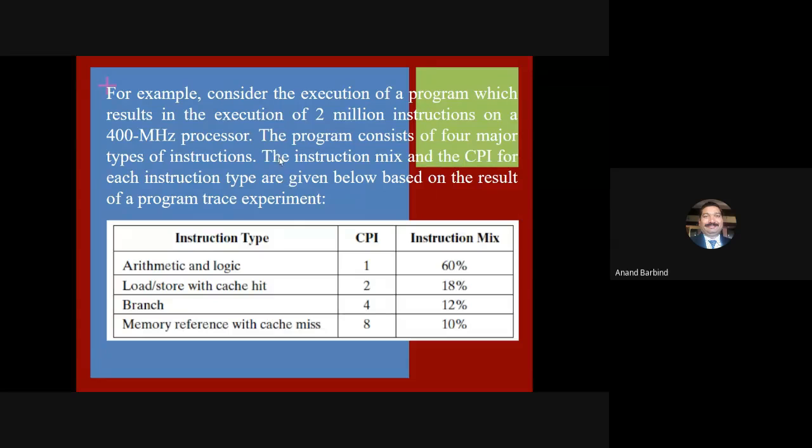Once we calculate the overall CPI, we can even calculate the total time required for execution of this particular program, and we can see the performance of the computer on which this program is executed. I have already taken a few minutes more, so we shall stop here and continue with more parameters for execution in the next class.